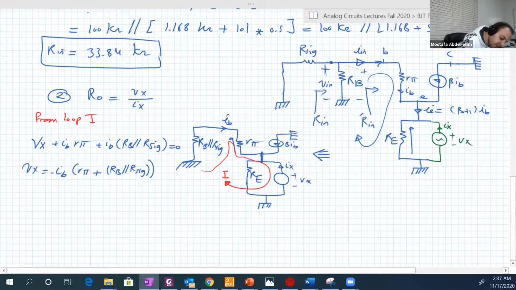How about this node? At that node, you have Ix going into the node. You have beta IB also going into the node. You have IB also going into the node. And you have this current here, the current of RE going out of the node. So this is equal to the current of RE. Current of RE is just the voltage across RE over RE. The voltage across RE is Vx. So Vx over RE.